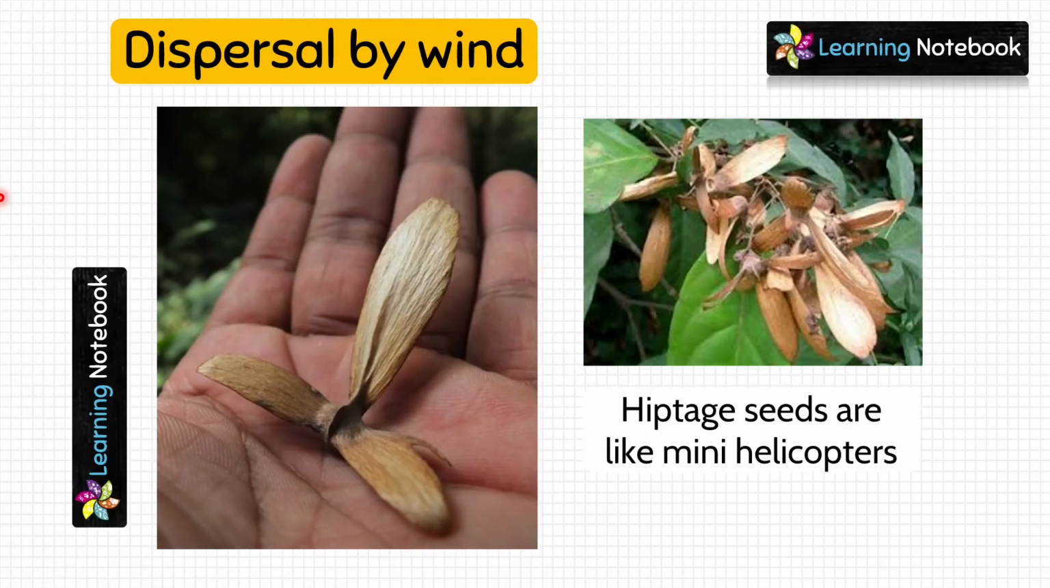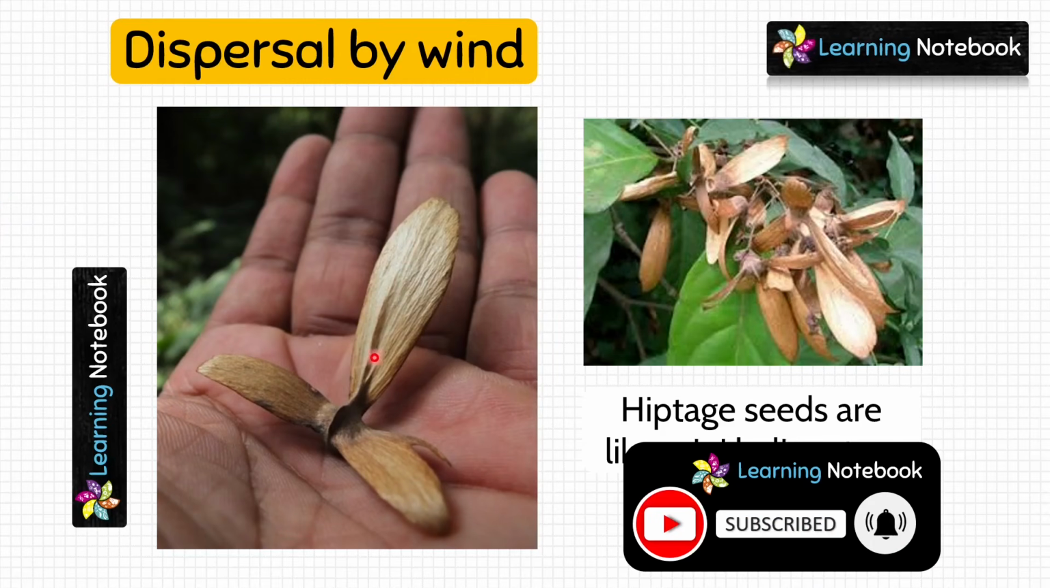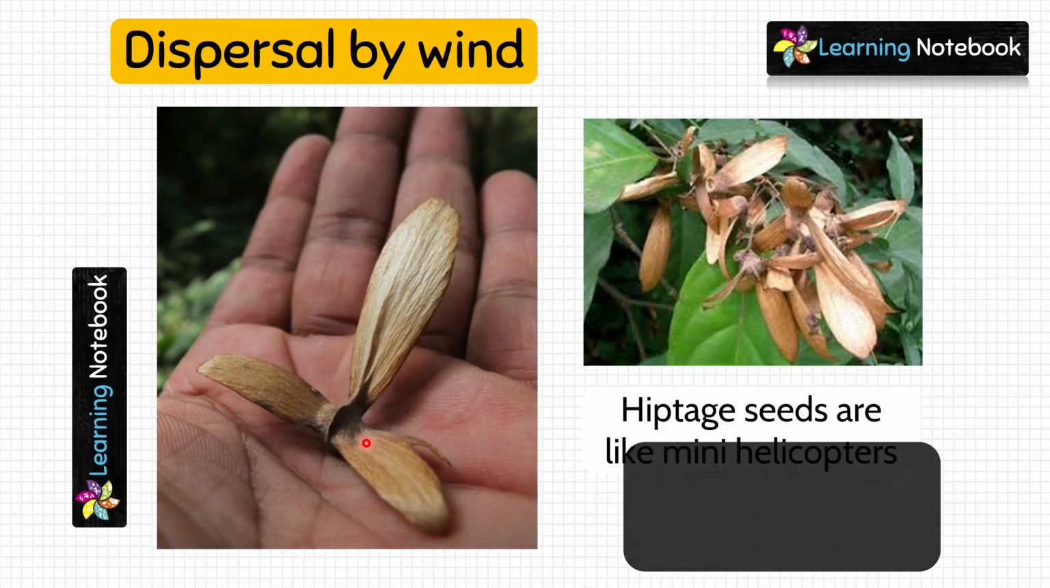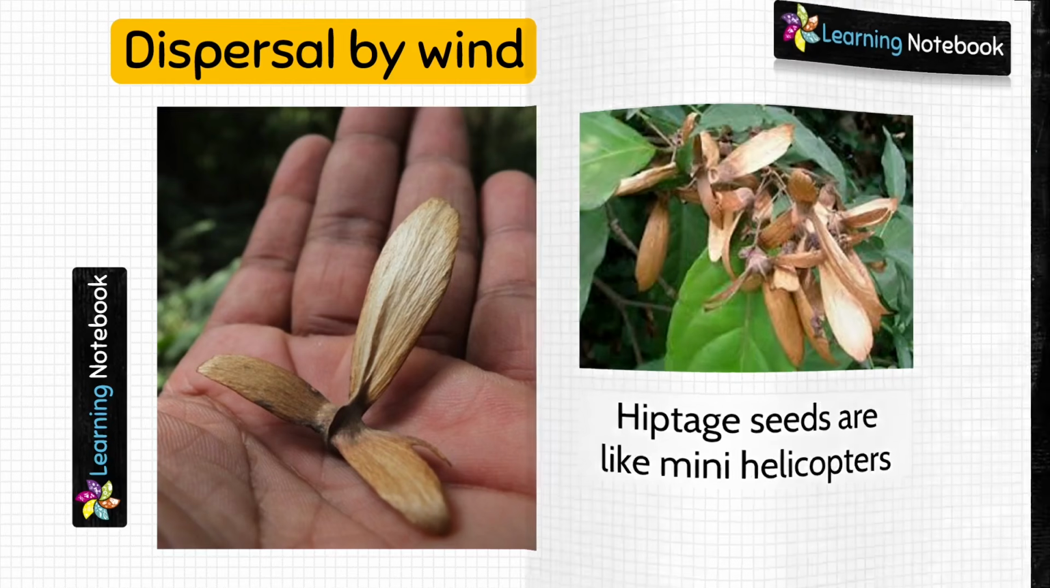Lastly, these are hiptage seeds. They have wing-like structures. See here. And that is why these seeds are also called mini helicopters. Students, due to these wings only, these seeds are dispersed by wind easily. So this was the first way of dispersal of seeds.